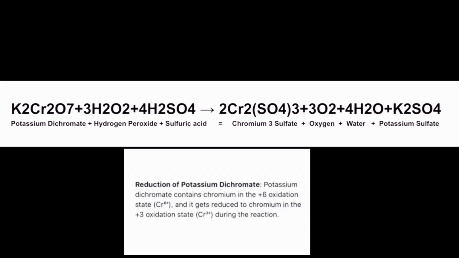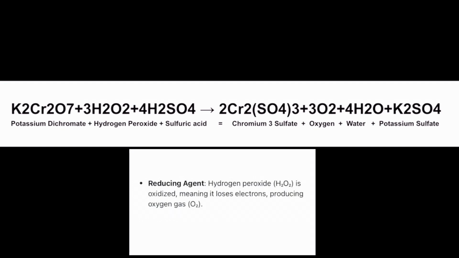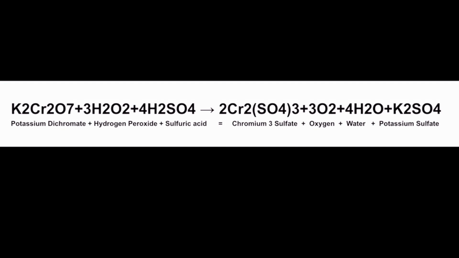This is a reduction oxidation reaction because the chromium ion in potassium dichromate is being reduced. As it gains electrons, it changes from an oxidation state of +6 to +3, whereas hydrogen peroxide is being oxidized as it loses electrons, producing oxygen gas.